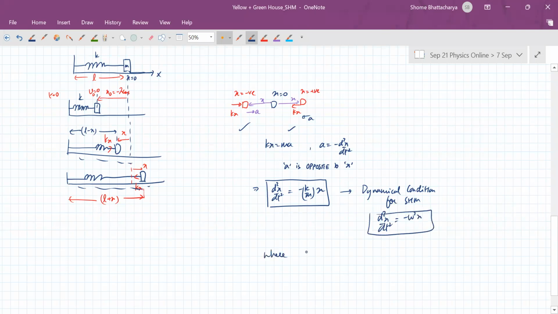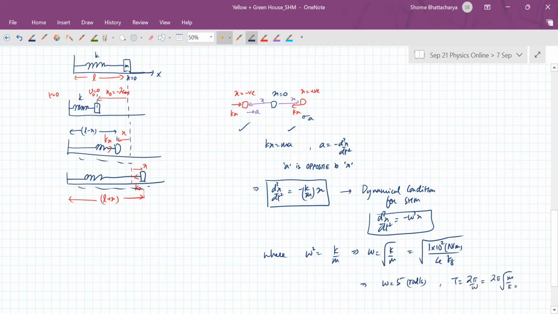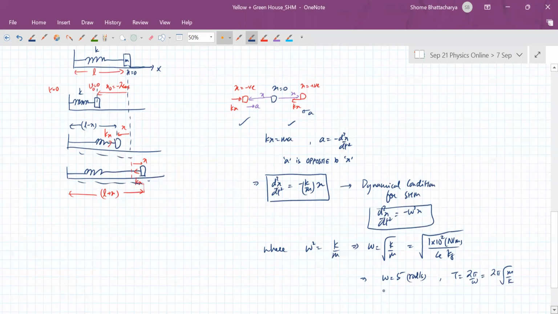Where omega square is nothing but the spring constant divided by mass. So the spring constant was 1 Newton per centimeter, so in newtons per meter, it will become like this. And the mass was 4 kilograms. So you can see omega is 5 radians per second. And time period is this.